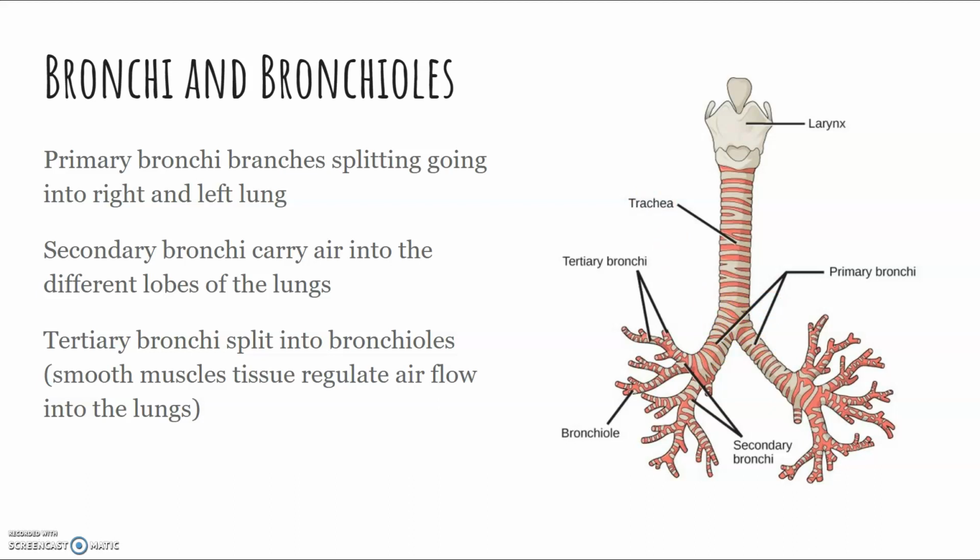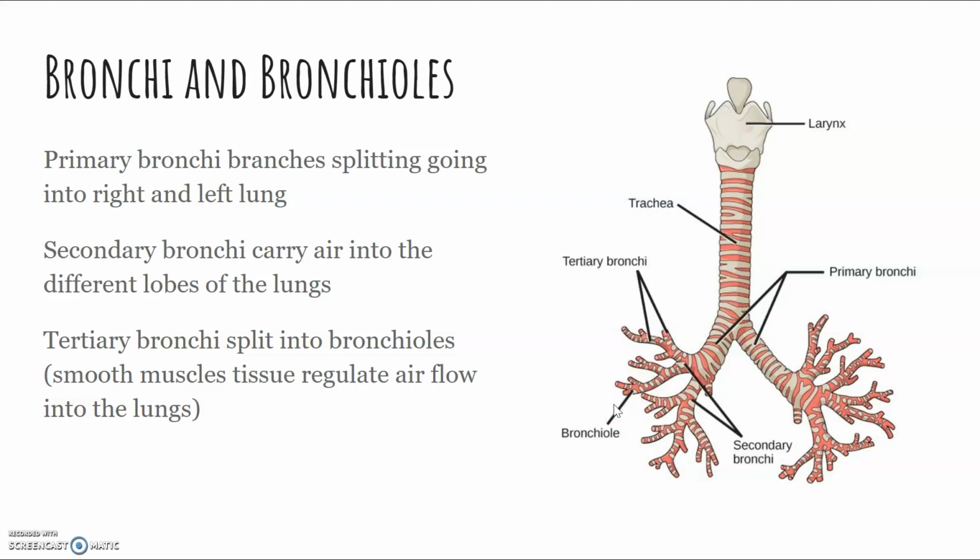The secondary bronchi carry air into the different lobes. So primary bronchi goes to left and right lung, and then the secondary bronchi is going to go to the different lobes of the lung. So you can see here, because there's only two main secondary bronchi, this is where there's 2 lobes. This one has 3, so that means this has 3 lobes. And then tertiary bronchi splits into the bronchioles, which is going to get even smaller. So this is what's going to actually regulate airflow.